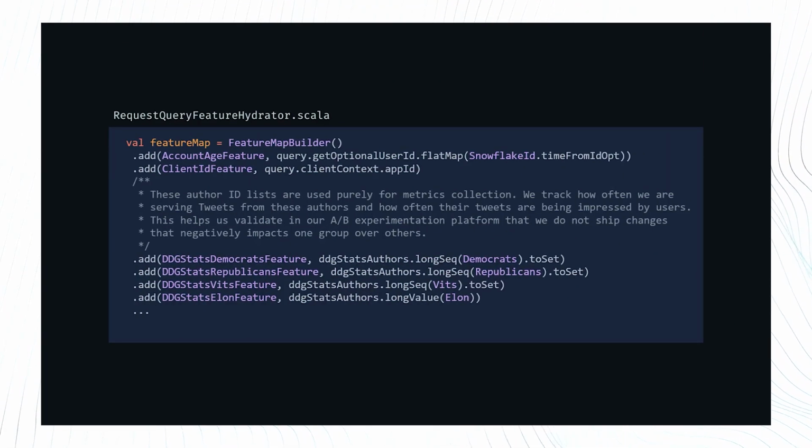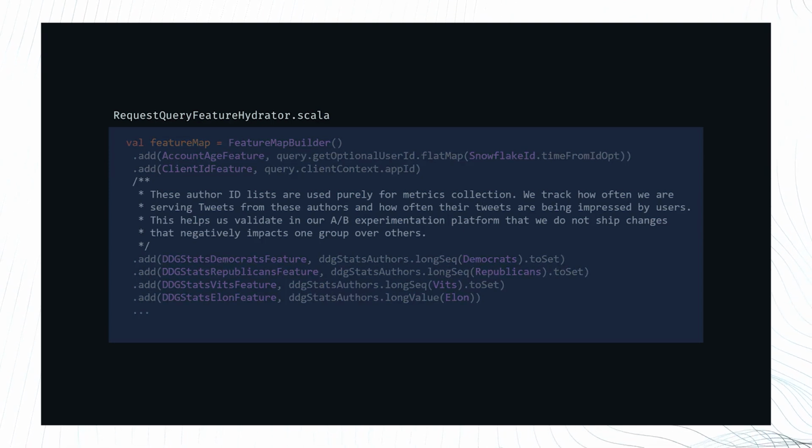I have metrics for my own projects like OpenTogetherTube, and they can be very useful for determining what's wrong when something breaks. In this file, we can see a comment that says, "These author ID lists are used purely for metrics collection. We track how often we are serving tweets from these authors and how often their tweets are being impressed by users. This helps us validate in our A/B experimentation platform that we do not ship changes that negatively impacts one group over others."